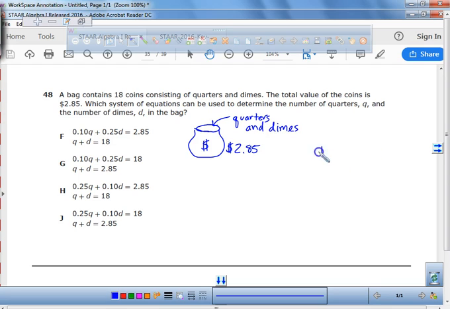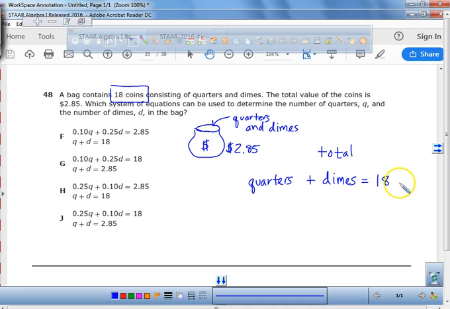Do we know the total number of quarters and dimes? That's right, we do. How many quarters and dimes do we have in total? That's right, it tells us right there, we have 18. So what we're going to say on our paper is this. Write this down. In words: quarters plus dimes equals 18.